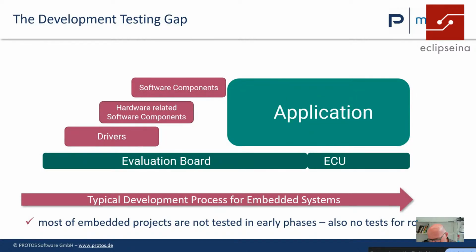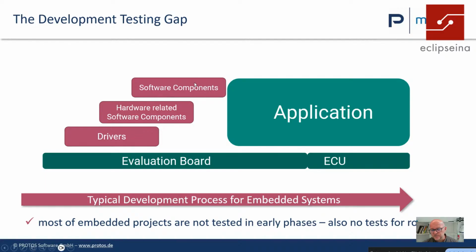Now, another aspect is the development process. Where in the development process do I test what? That brings another dimension into play. So let's assume you start on an evaluation board to define your software, to develop your software. First, you start to develop your drivers or to configure your drivers. Then you have some hardware-related software components like a motor controller, a CAN bus, a LIN bus. So all those hardware-related protocols and so on.